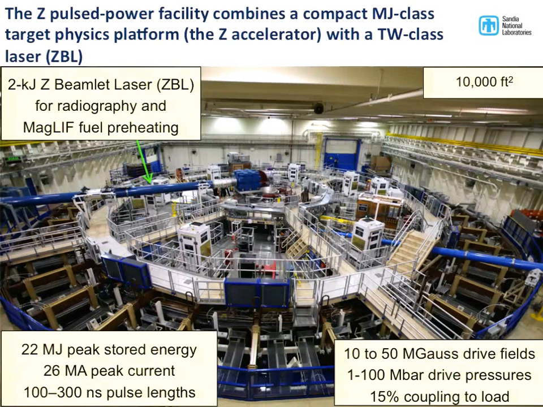So Matt Gomez, I believe, showed you the awesome arcs and sparks picture of Z. This is what it looks like when it's not spewing lightning bolts everywhere. Basically, what it gives us is a megajoule class target physics platform, which is the pulse power accelerator itself. And then additionally, we've got a terawatt class laser, the Z Beamlet laser, ZBL, that comes in on a beam tube from a separate building. It's coupled to the experiment.